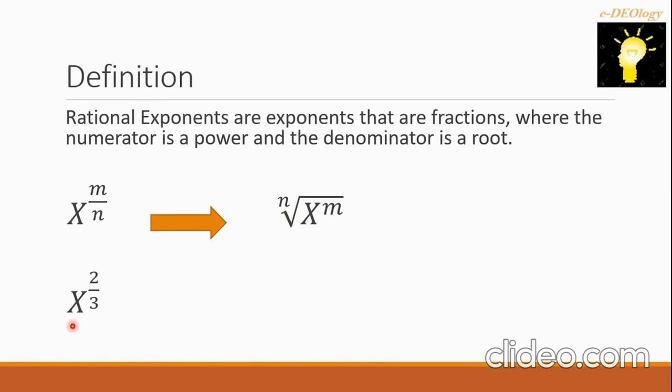As an example, we have x raised to 2 over 3. And this is equal to the cube root of x squared. Take note, the number 2 here, the numerator, is the power of the x, and the denominator 3 is the index of the radical.